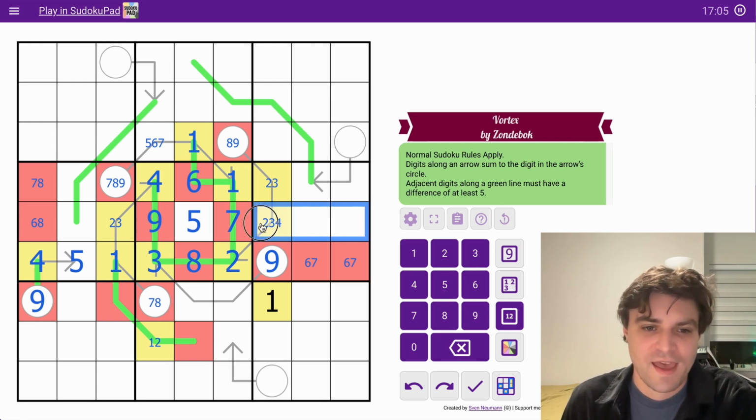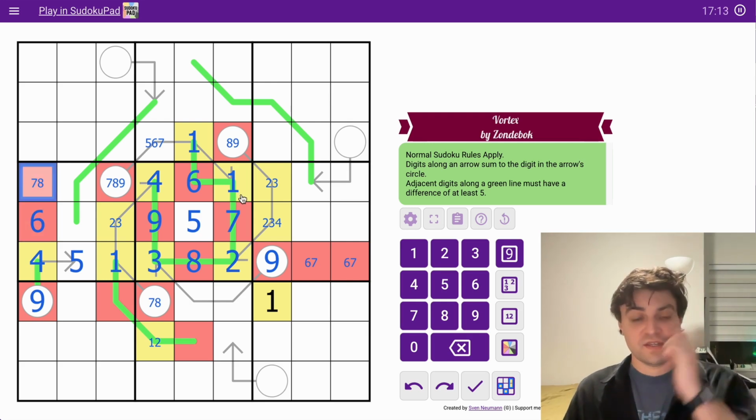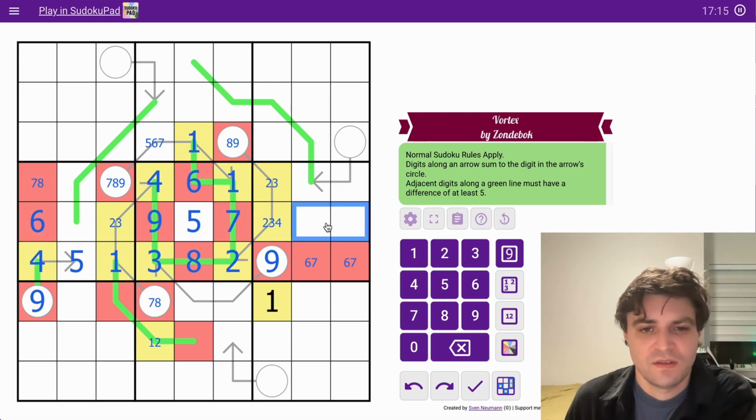But the thing about that is that means this can't be an 8. You must be a 6. Definitely, you must be a 6. And now you can be a 7 or 8. But one of you two is going to need to be an 8.